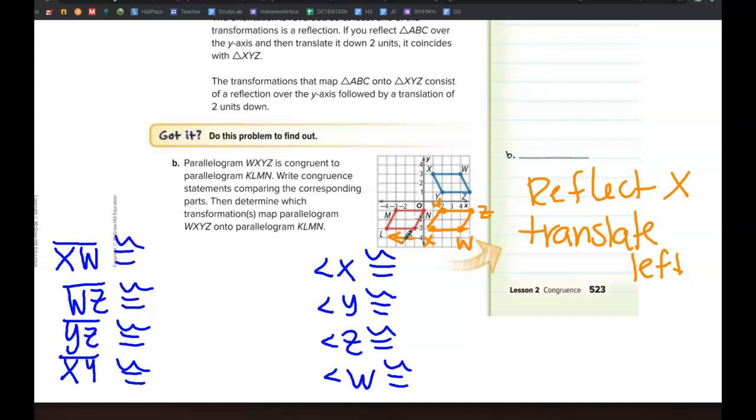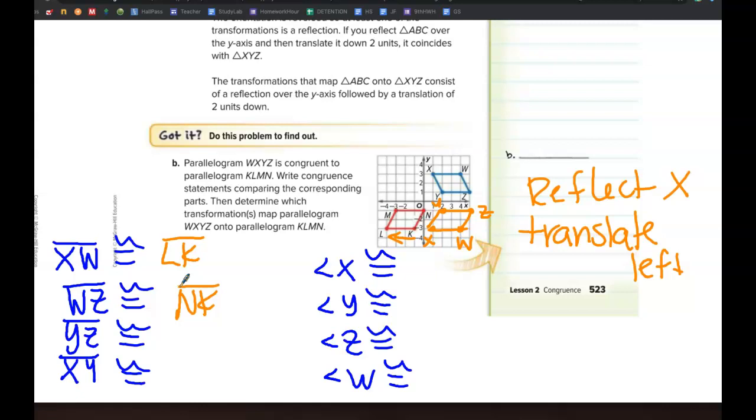So then you would go to the right. Yeah. Okay, that's fine. Okay, so XW is the same as what? LK. Yep, LK. WZ is the same as? Oh, yes, it is. Sorry, I thought that was an L. Yes, NK.